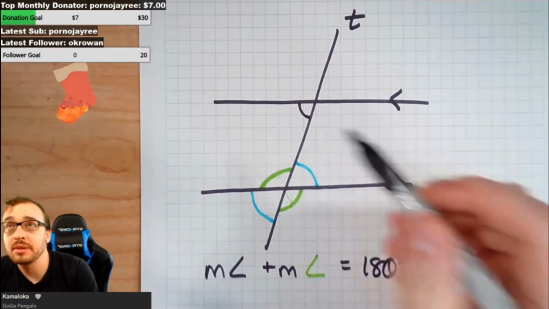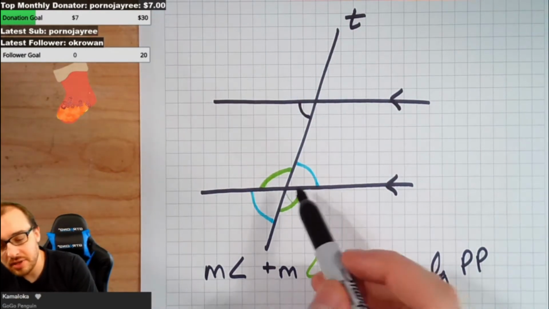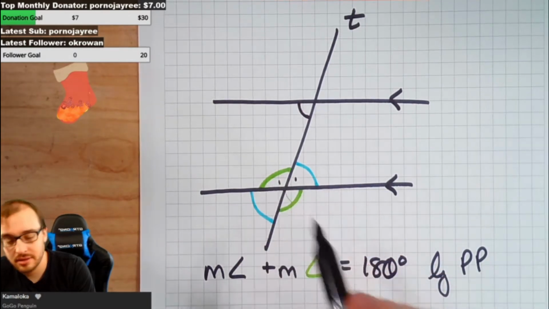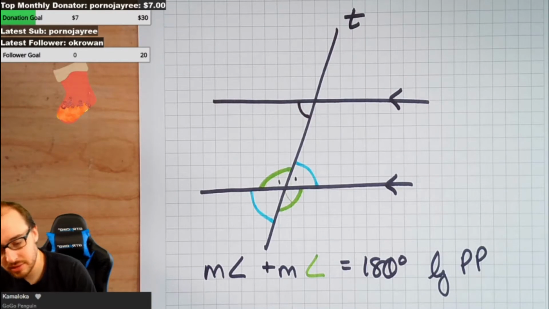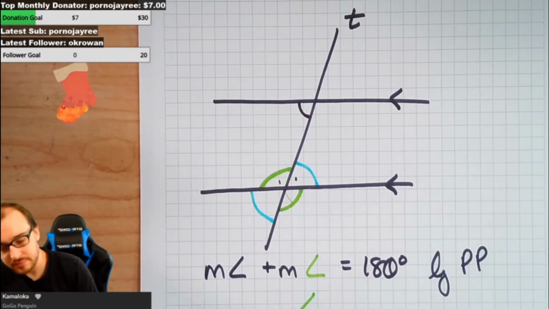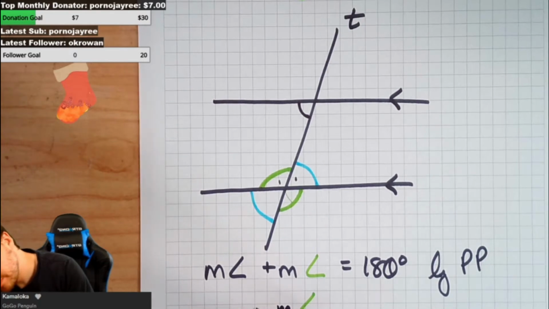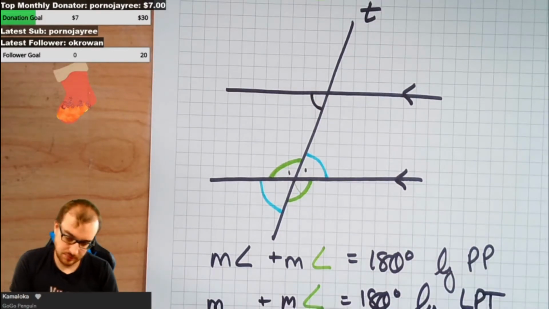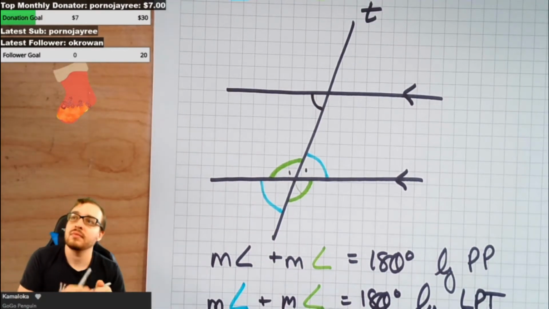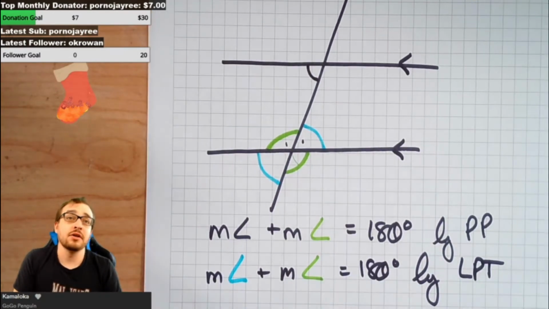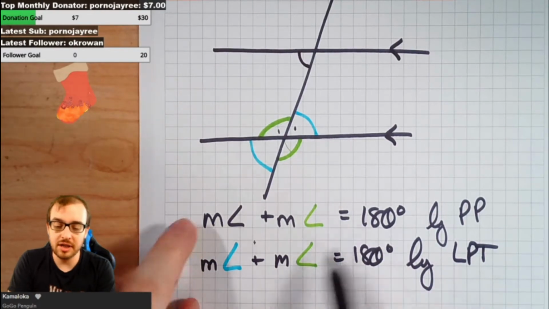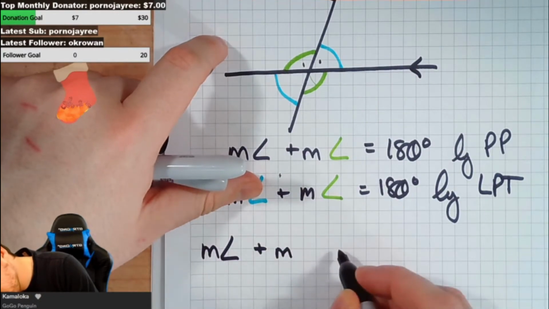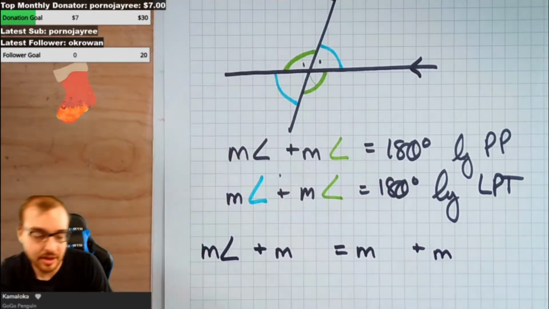So I know those two are going to be supplementary by parallel postulate, and I also know that these two are supplementary right here, and I know that by linear pair, because we have a straight line, two angles back to back. So I'm going to write that. I know those two are supplementary. I know the green angle and the blue angle add up to 180 by linear pair theorem. And if I know that, well, same thing as before, right? I know this equals 180, that equals 180. We can substitute those, and we can rewrite this as the unknown angle plus the green angle is going to equal the blue angle plus the green angle.